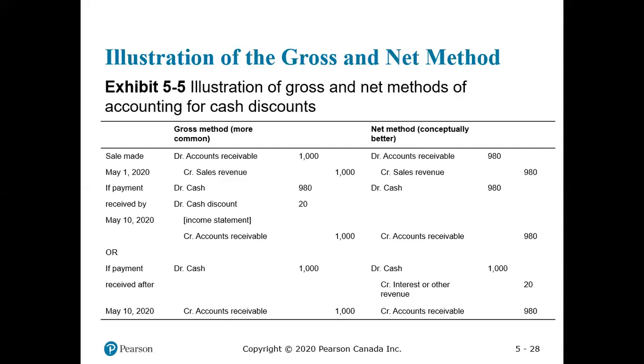The net method is recorded with the assumption that the client will pay quickly and get the discount. So AR is actually only recorded for the 98% because it's assumed that 2% won't be received. If the client doesn't actually pay within 10 days, then that 2% difference is recorded as interest revenue because it's considered to be revenue earned as a result of the client paying later.